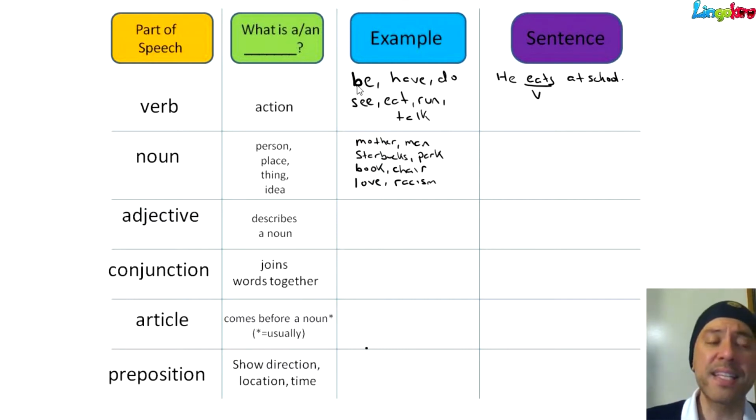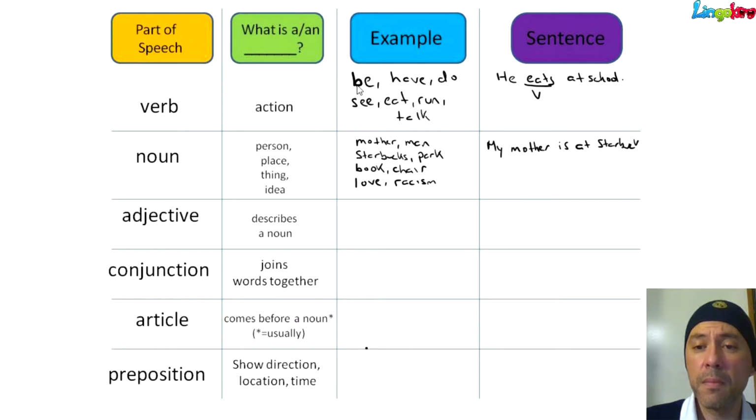So let's look at a sentence. If I wrote, my mother is at Starbucks, here we have 2 nouns. We have mother and we have Starbucks.